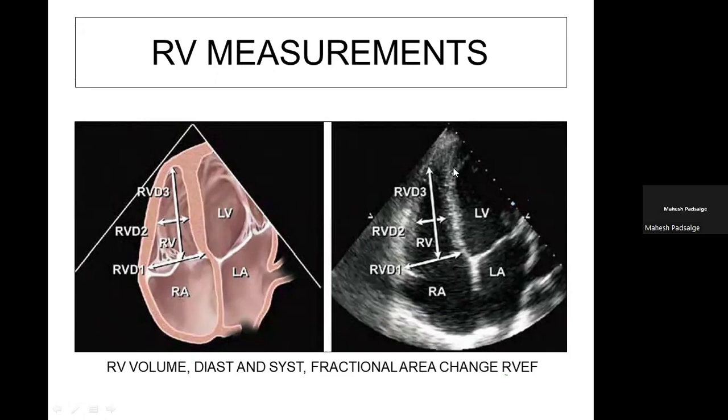Normal TAPSE is 1.7 centimeter and MAPSE is roughly 1.5 centimeter. Is TAPSE better, or is fractional area change better? Honestly, if you put all these things together, TAPSE has been found to be a much better parameter for looking at RV systolic function in 2 dimensions. And if we go for 3 dimensions echo, ejection fraction has been found to be better than TAPSE and MAPSE.